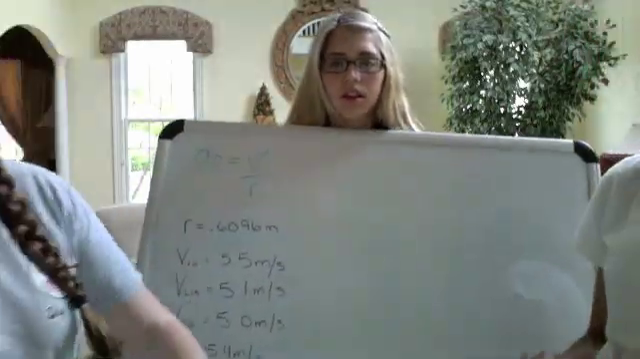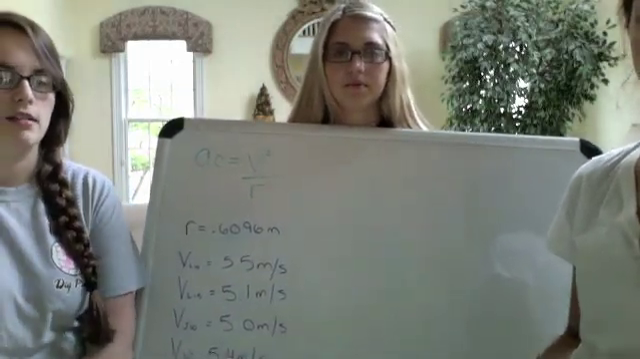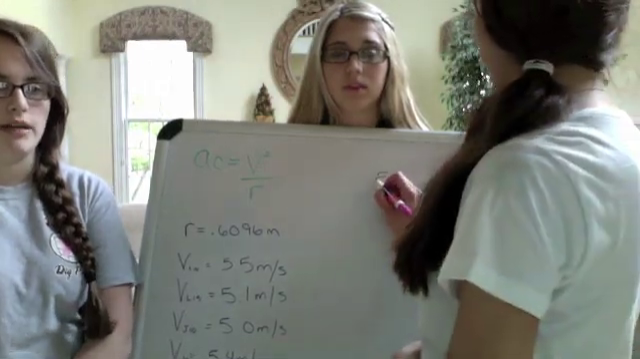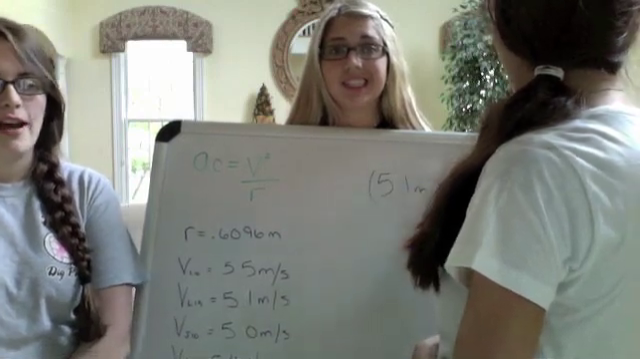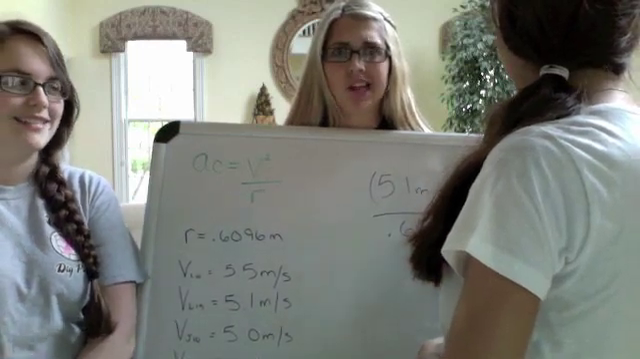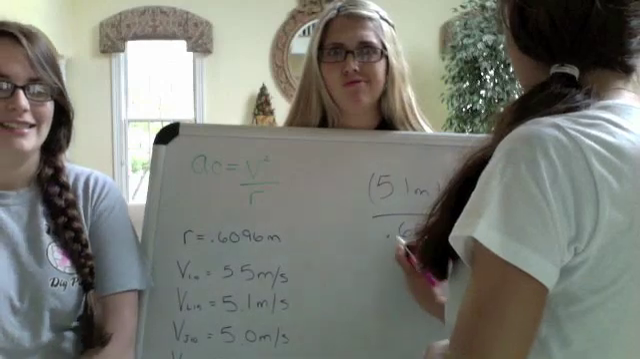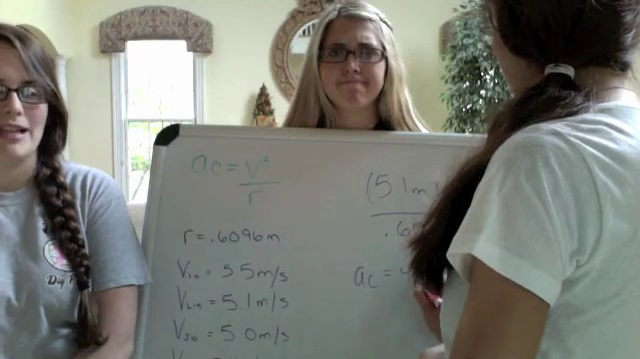Now we're going to find Lindsay's centripetal acceleration for 15 seconds. We take her velocity, 5.1 meters per second, and square it. And then we divide that by the radius, which is 0.6096 meters. And Lindsay's centripetal acceleration was 42.7 meters per second squared.